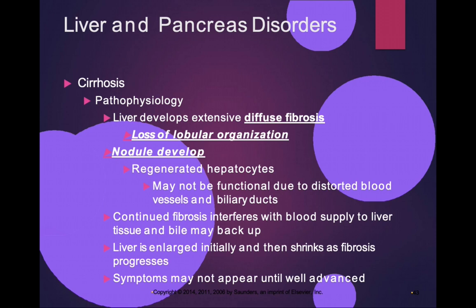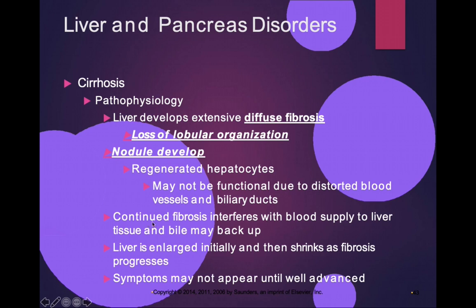The hepatocytes can be regenerated, but they may not be functional due to the distorted blood vessels and biliary ducts, so they become very disorganized. You're losing the lobular organization, plus fibrosis. You get these nodules. The liver enlarges initially, and then it starts to shrink as the fibrosis progresses. And the symptoms may not appear until it's well advanced.